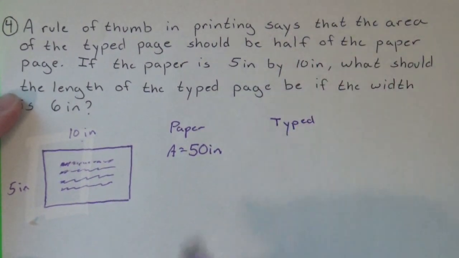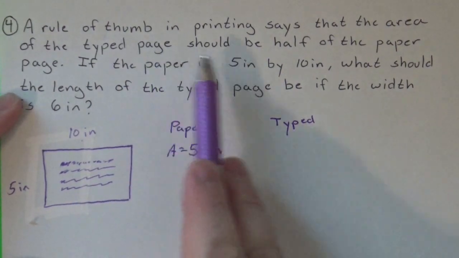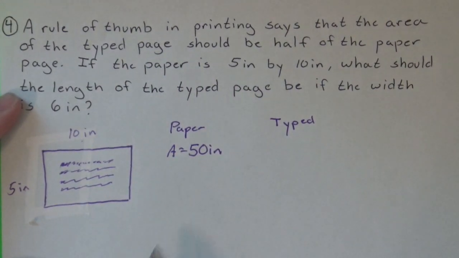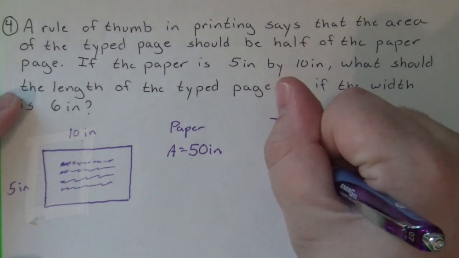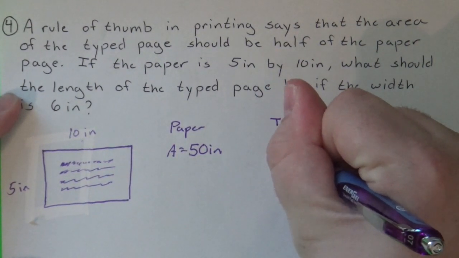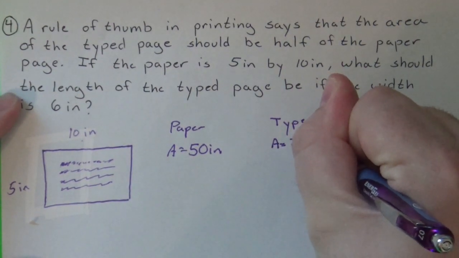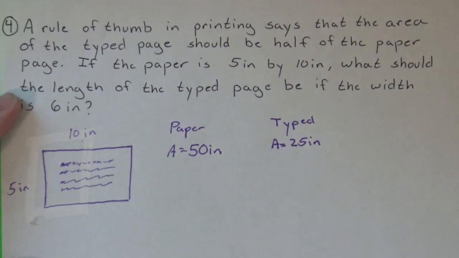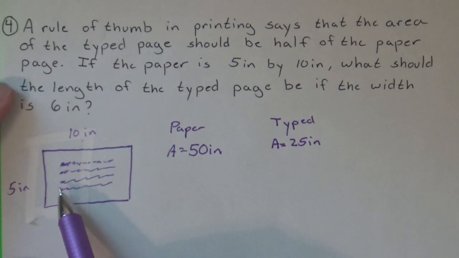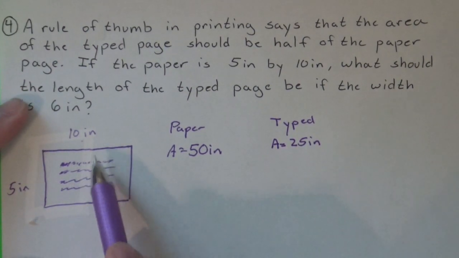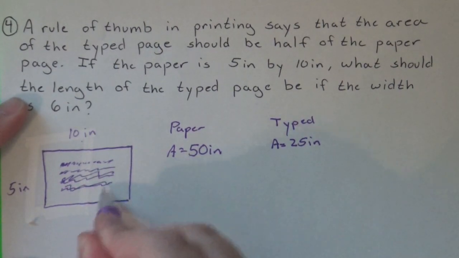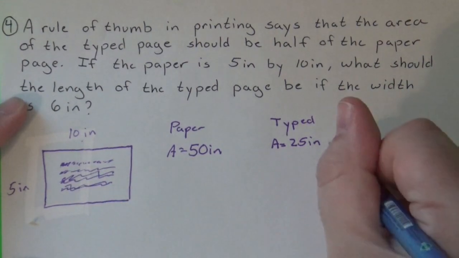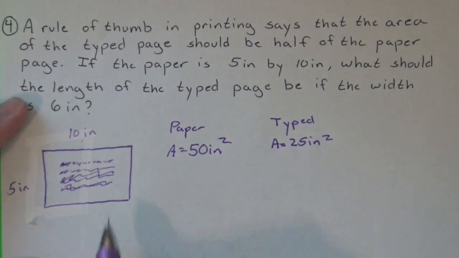Well, the problem says that the type page should be half the paper page. Well, what's half of 50? Half of 50 is 25. So the area of the type page should be 25 inches. So far, so good? All right, now let's go back to our picture. It tells me that the area of this shape right here where all my little words and everything are is 25 inches square.